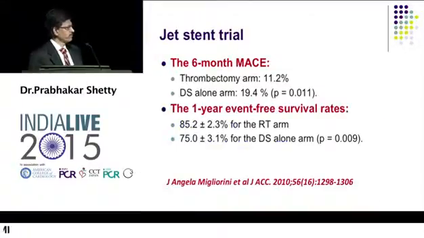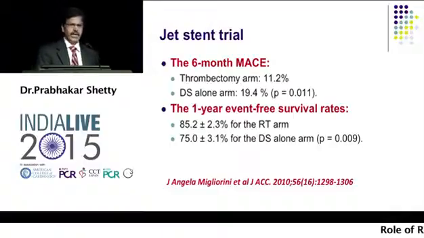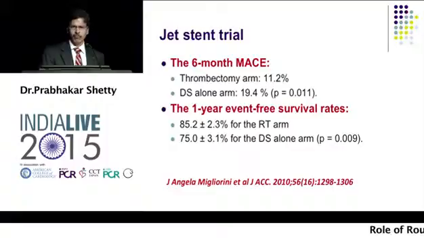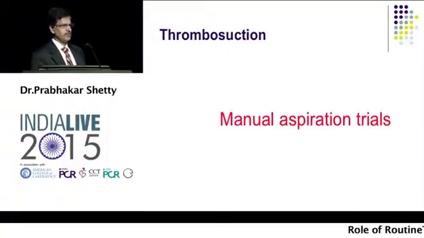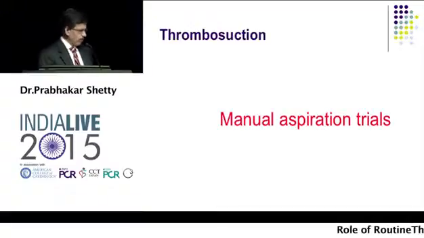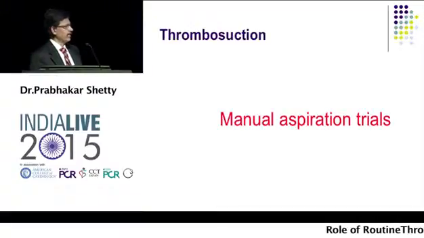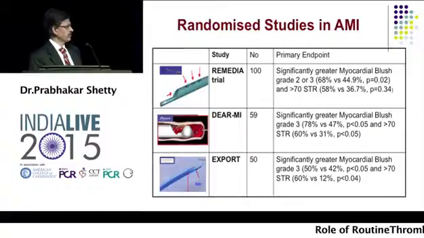At 6 months, the thrombectomy arm had a lesser MACE rate, and also at 1 year, there was a statistically significant difference in the MACE rate. So although the initial AngioJet trials were negative, the last one was positive. Still, it is cumbersome, expensive, so not very popular. On the other hand, manual aspiration trials have shown better results, and it is simple to perform.